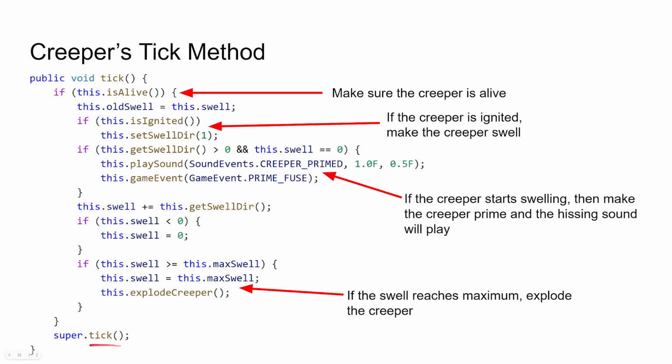So we do super.tick just to make sure, like, hey, did everybody else get that? Just so you guys know, the creeper is now dead and exploded. So that's what the super.tick does. It ensures, again, everything's synchronized.